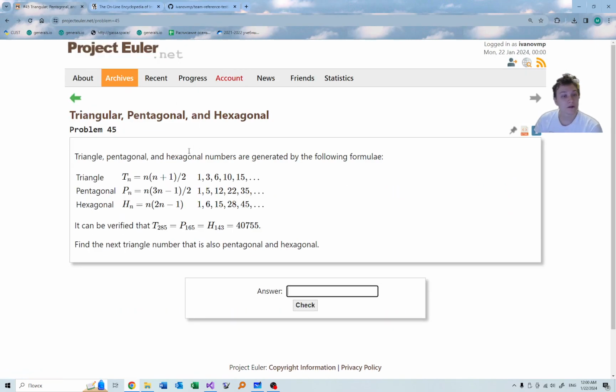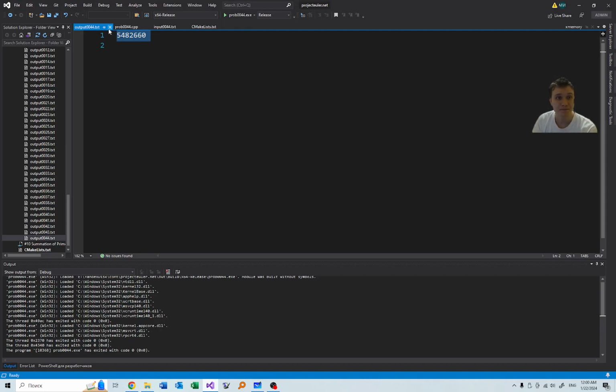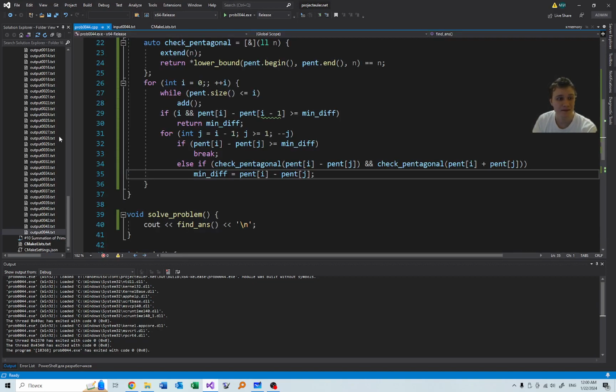Again, we meet triangular, pentagonal and hexagonal numbers, and we can verify that there are 3 numbers which are equal. Find the next triangle number that is also pentagonal and hexagonal. So we simply iterate over all possible numbers.